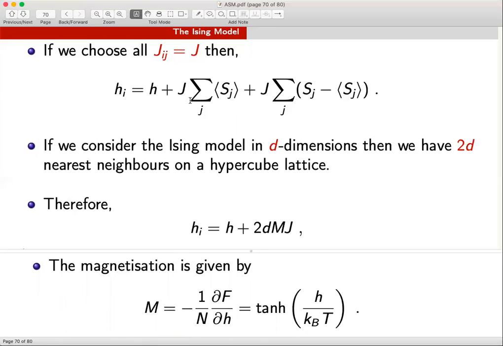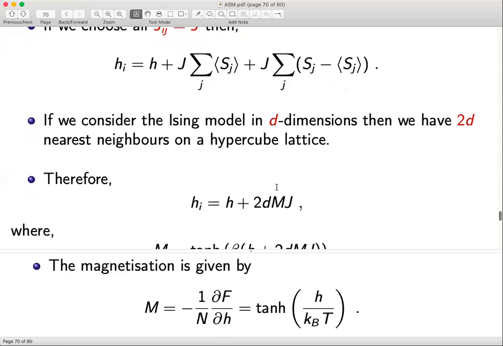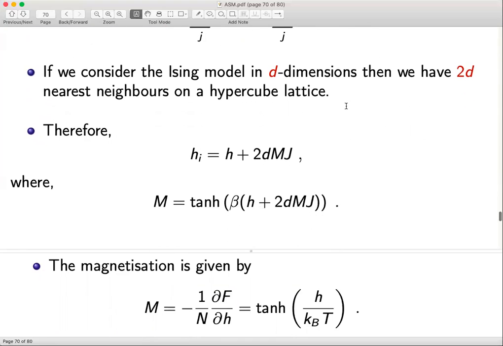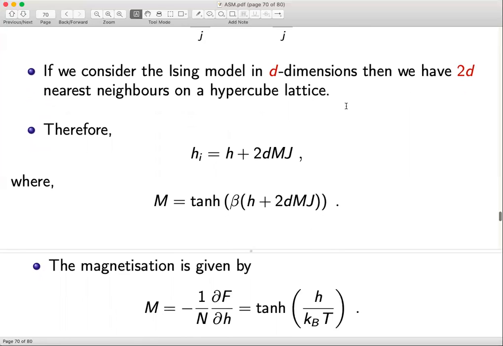Therefore what you get is 2d times the sum J times M. That is what is Hi. Hi is equal to H plus 2d Mj. And the last term is being ignored. Does that answer your question? Yes. Okay, any other question?